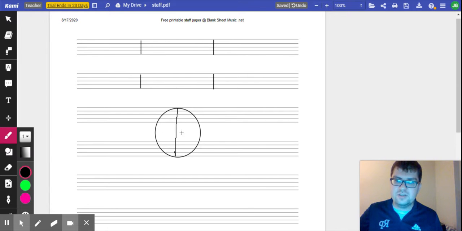If you cut this pizza in half, you've got 1/2. If you cut it again, you don't have 1/3, you have 1/4. You have 4 quarters. And you can keep on doing that forever. You can keep on cutting this pie in half. Music notes work the same way.